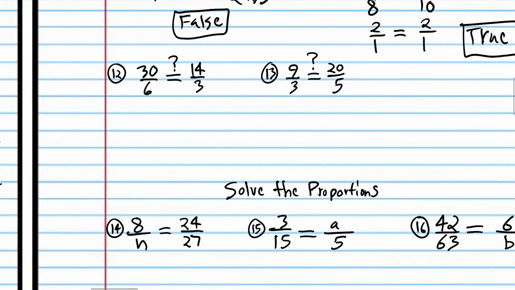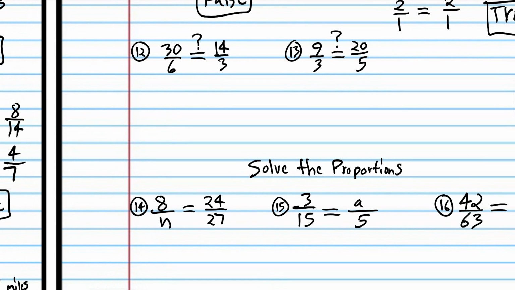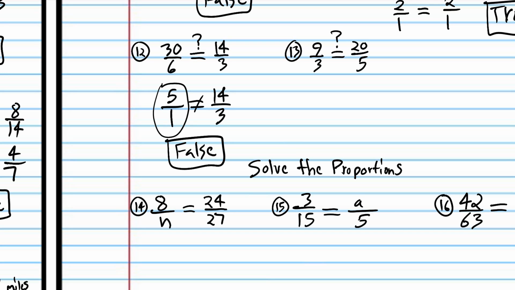All right, so let's go on to number 12. For number 12, well, why don't you try that one yourself? Actually, let's do this one together. Divide both sides of the fraction on the left by 6, and you get 5 over 1. And 14 over 3, we can't do anything to that. So you can see that this proportion is false. So the only difference with this problem is that we actually had a whole number over here. 5 over 1, that's the same thing as just saying 5. So we could actually get rid of that 1 and just say 5 is not equal to 14 over 3. Or you can keep the 1.